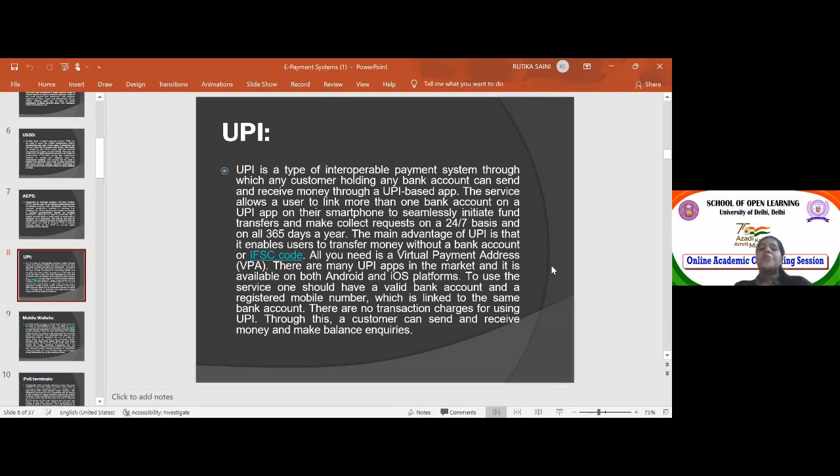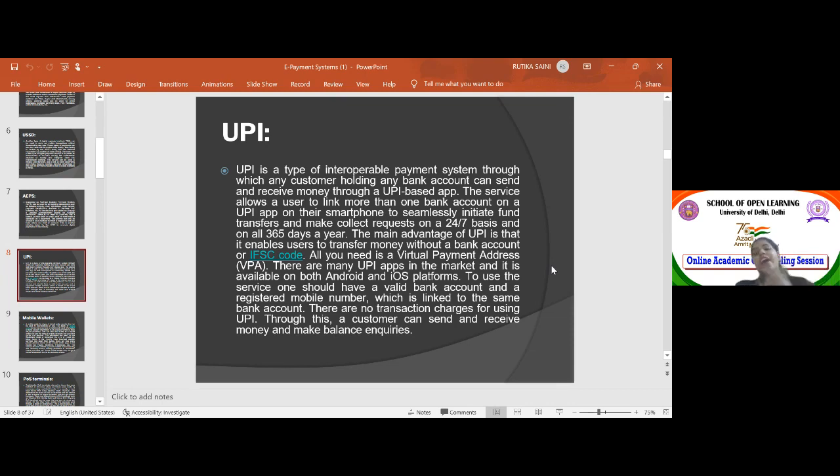The main advantage of the UPI is that it enables users to transfer money without a bank account number or IFSC code. You don't need to have another person's bank account details. I just need your UPI ID if I want to transfer the money. I don't need to ask about your bank account details, your IFSC code, your name, etc.